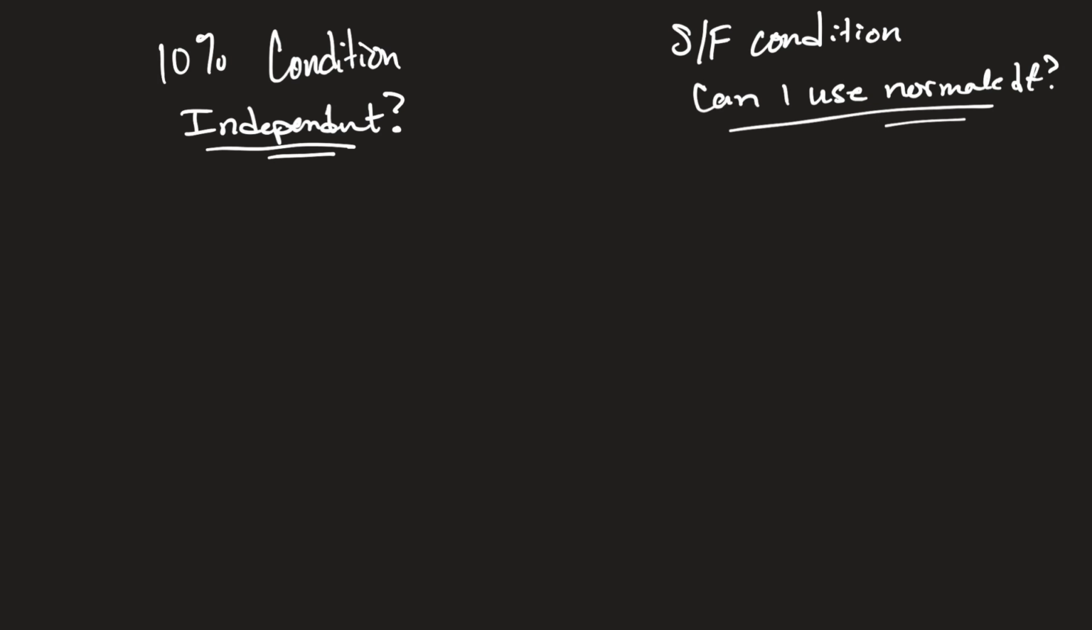The other 2 elements in this chapter that I think are really important to go over are the 10% condition and the success or failure condition. These 2 things are going to show up in this chapter, and they're going to come back in pretty much every chapter from this point on. When I use the 10% condition, it's really justifying independence. We know that one of our conditions is that each trial has to be independent.